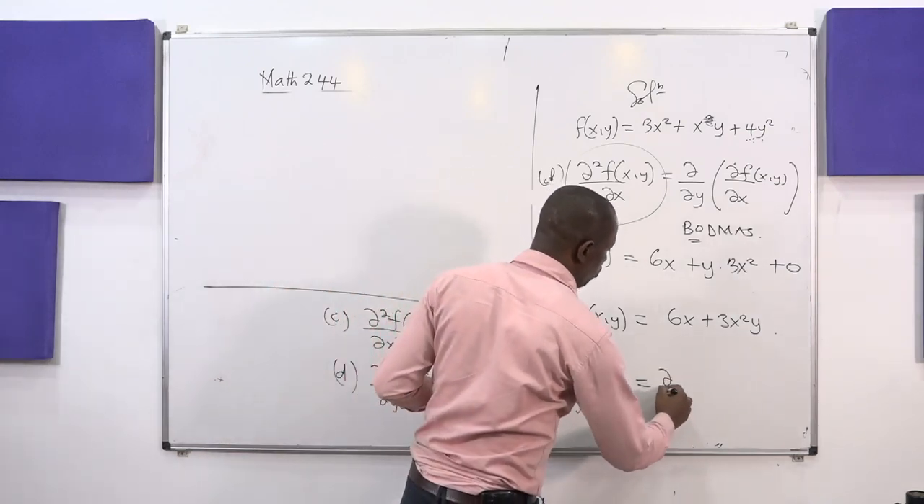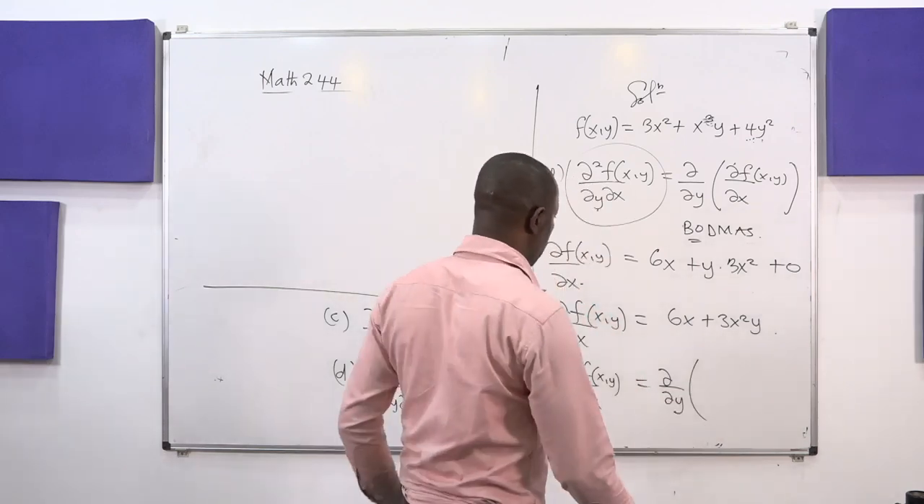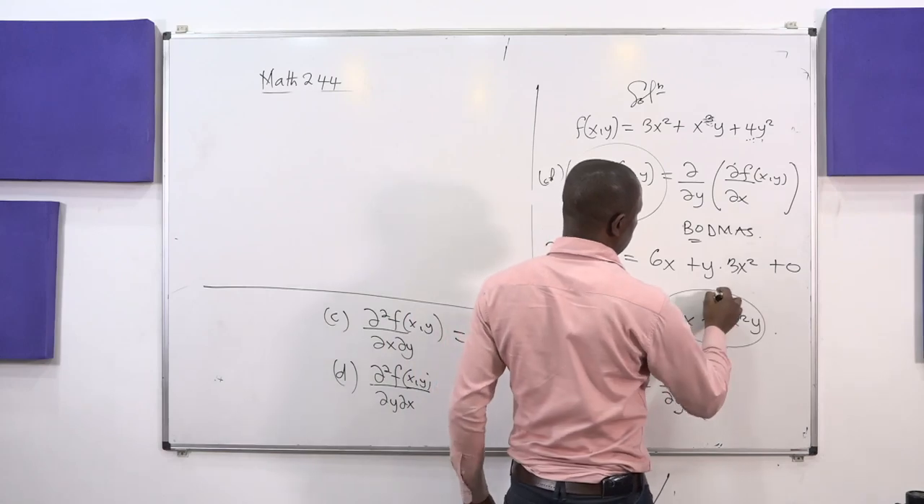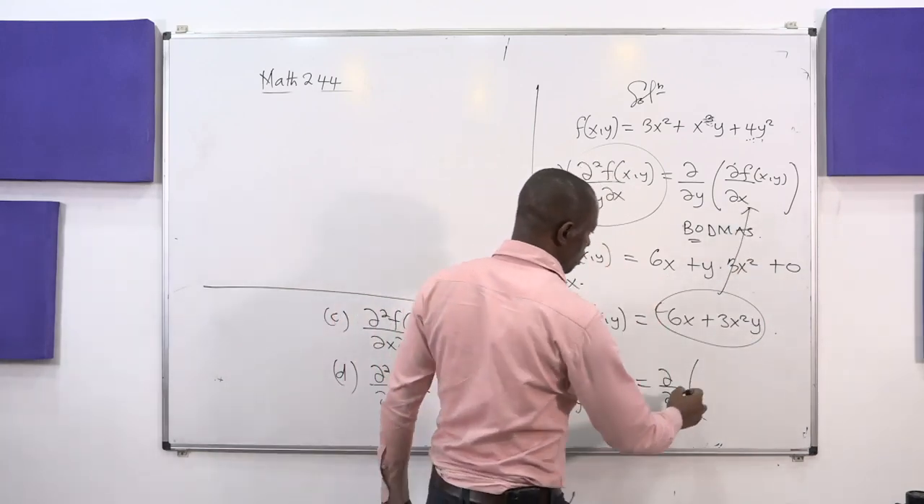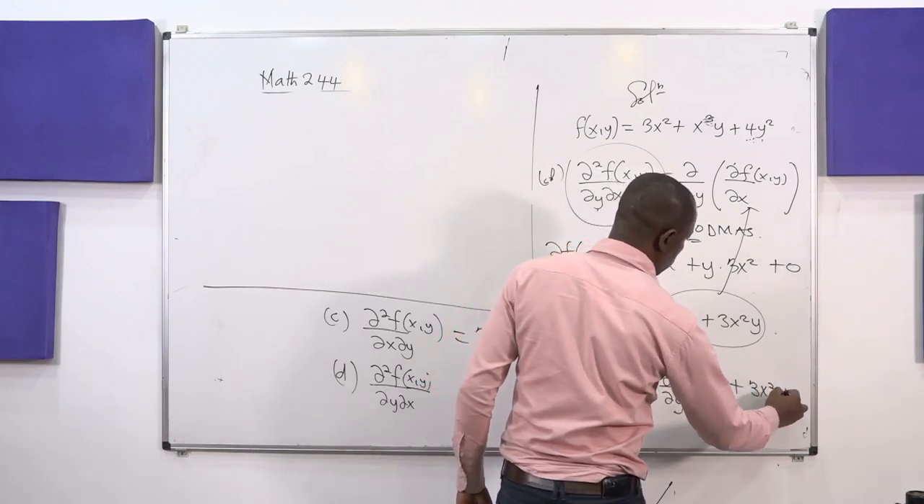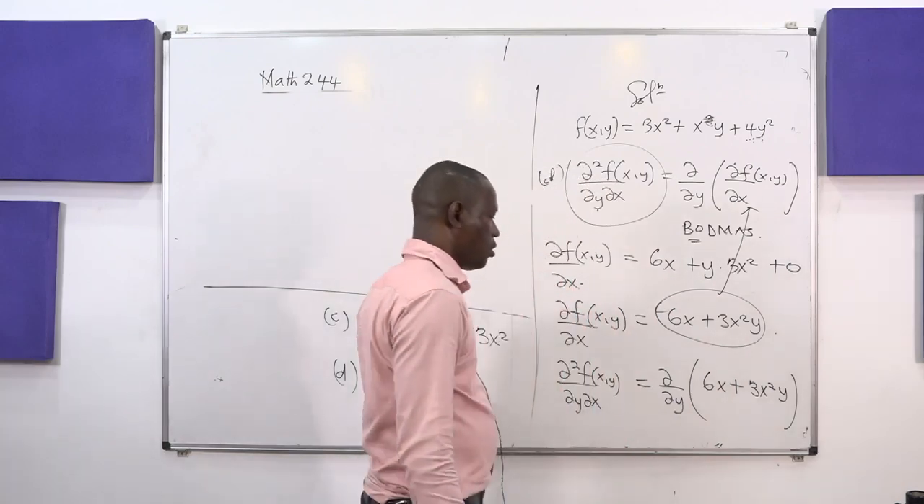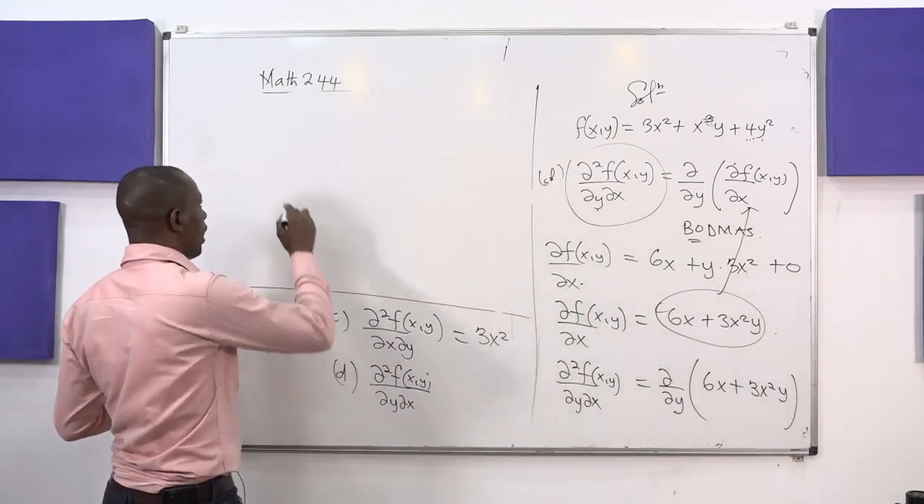Partial. Maybe you go to this first. Then the bracket. What is in the bracket? Yes, so you put it in the bracket. You get it? 6x plus 3x squared y. So now we are differentiating partially with respect to y.